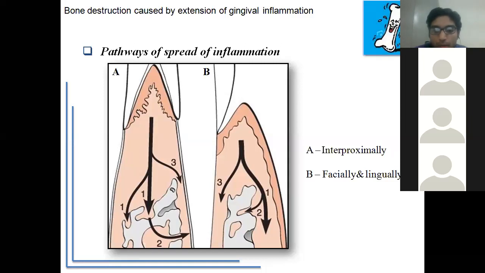And what happens in trauma from occlusion? This normal pathway will become an altered pathway. That is, the inflammation spreads from gingiva directly into the periodontal ligament and then into the bone. So this results in formation of intrabony defect and ultimately angular bone loss.